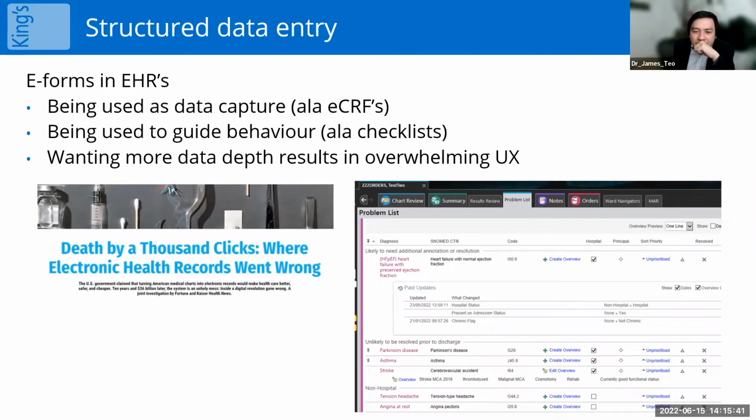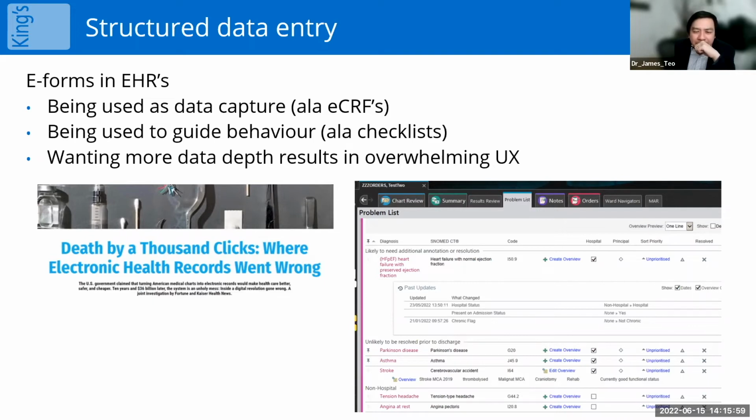And it is also used as a kind of behavioral nudge to get people to use them as checklists. So you have to fill all these bits before you can progress to the next page, and so therefore you have considered all these scenarios. You have asked the person whether or not they smoke or not, that sort of thing.